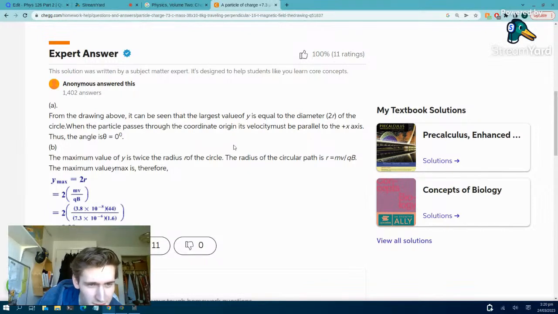Y max equals 2 times R. From the drawing above, it can be seen that the largest value of y is equal to the diameter. It's equal to the diameter.